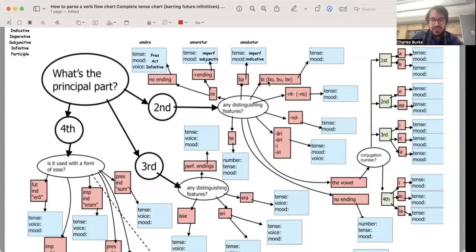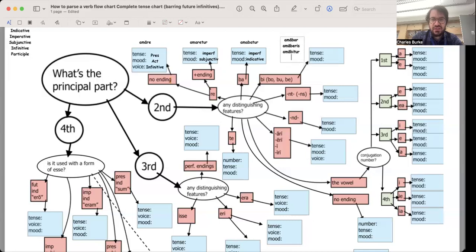So if it has bi, or bo, or bu, or be. Now, the reason I say that is because what I'm talking about is something like amabit. But if we actually conjugate it, we get amabo, amabis, amabit, all the way to amabunt in the third person plural. And if we do it in the passive, we get something like amabor, amaberis, amabitur.